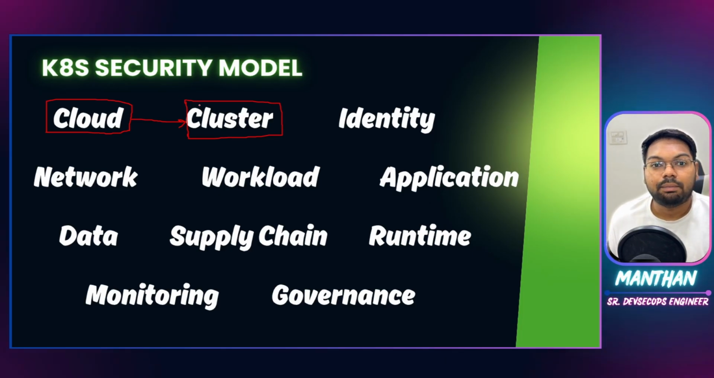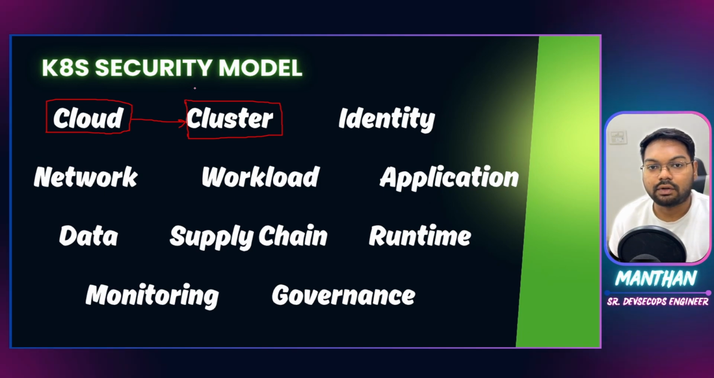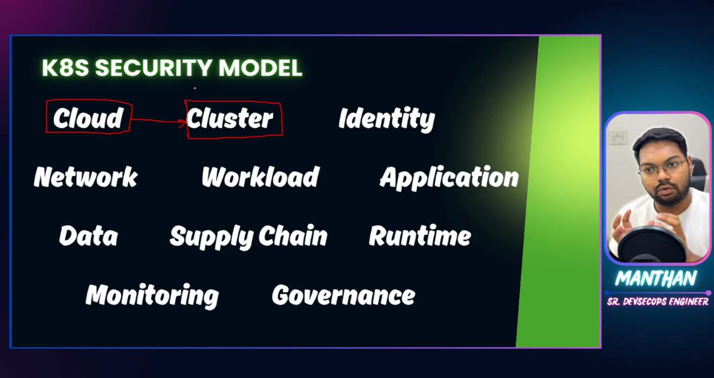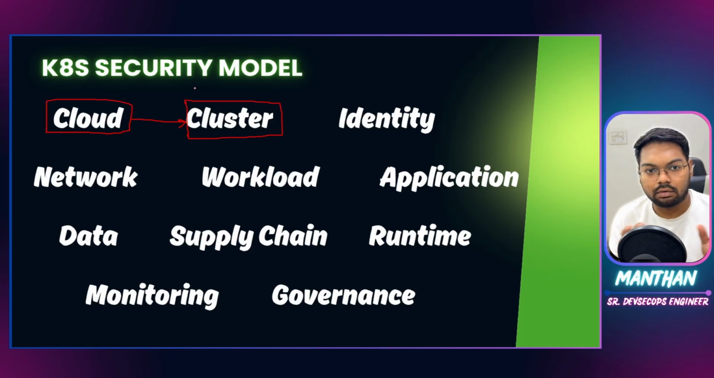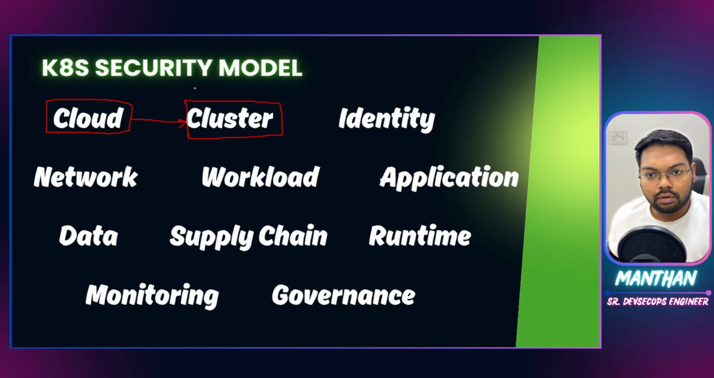So is your API server secure? Is there any RBAC policies applied to it? These kind of questions you need to ask on a cluster level. So first is a cloud level security inspection. Then there is a cluster level security inspection. You need to determine what the assets are for both of them, and then you need to answer these questions alongside.